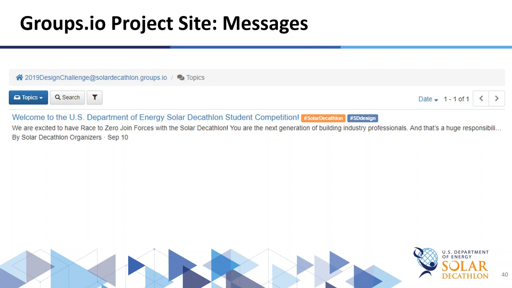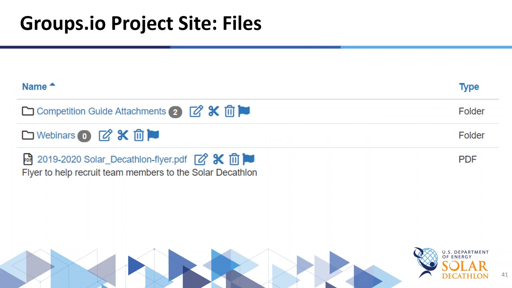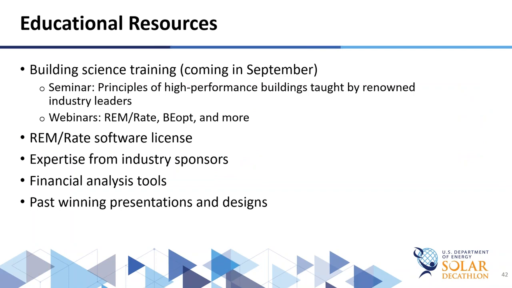Under the Files tab, your team will find a folder of webinar recordings and slides, as well as important competition documents. Currently, the competition guide attachments are posted, a copy of the roster file, and a recruiting flyer are posted to the groups.io. When documents are added, the organizers will post a message about new files. We hope you'll find the groups.io project site useful to you as you begin building your designs.